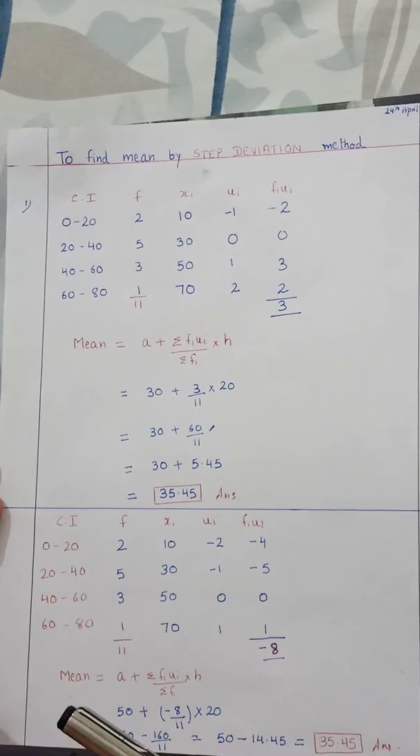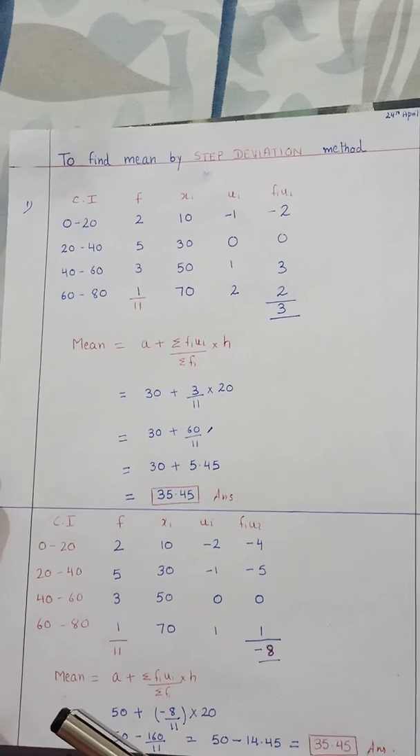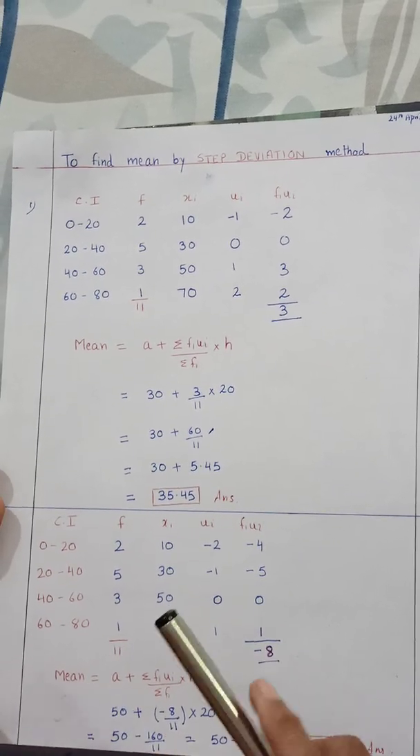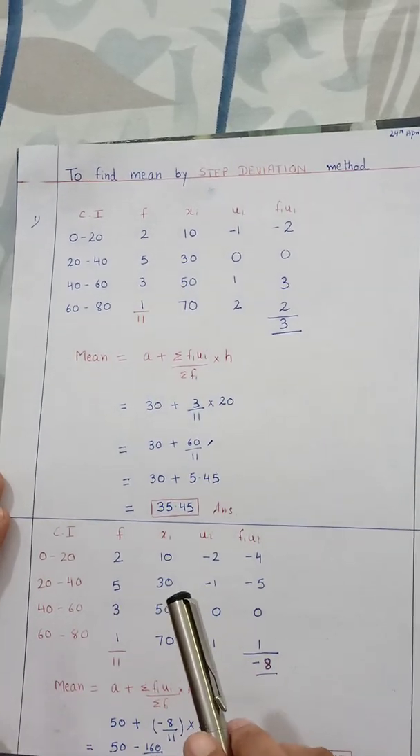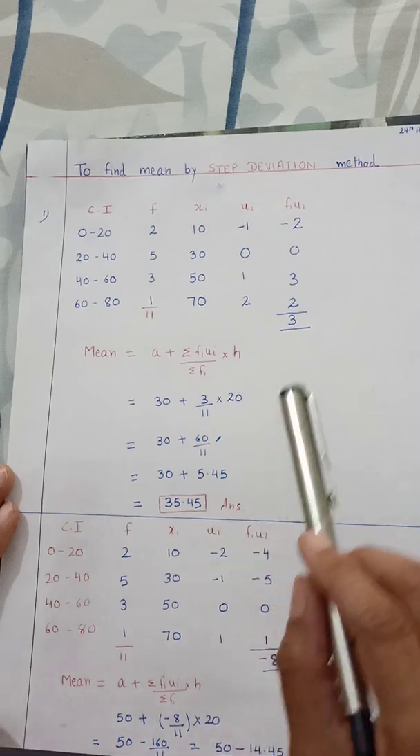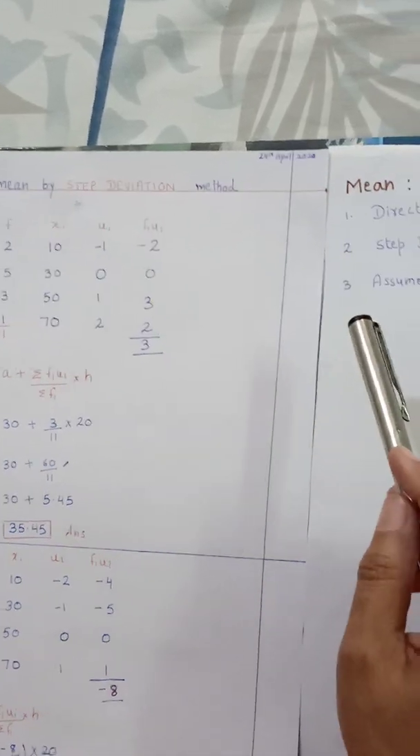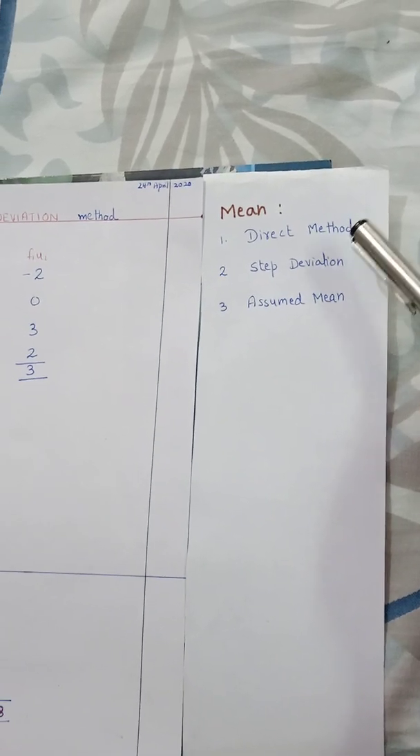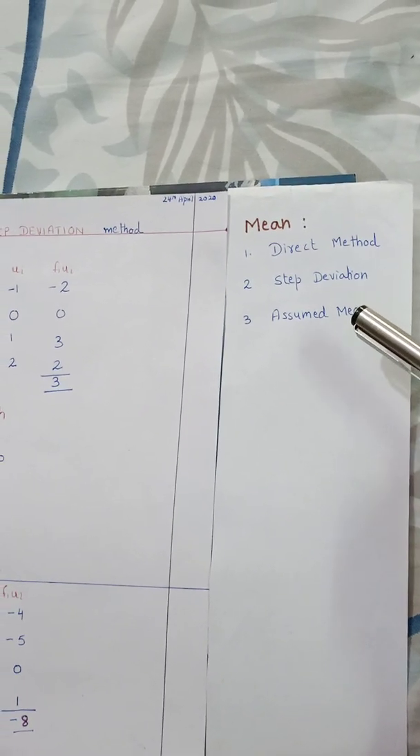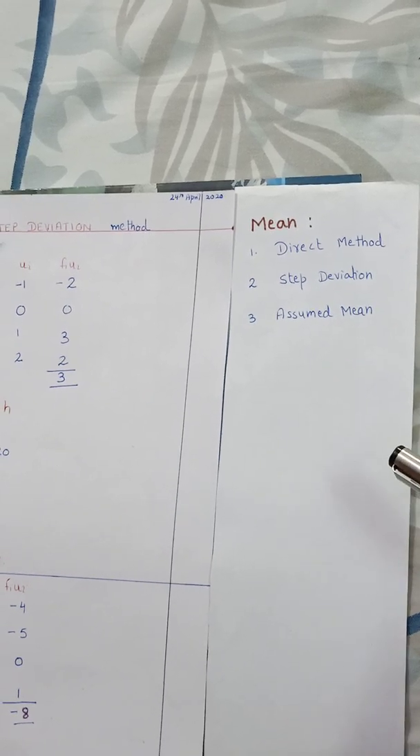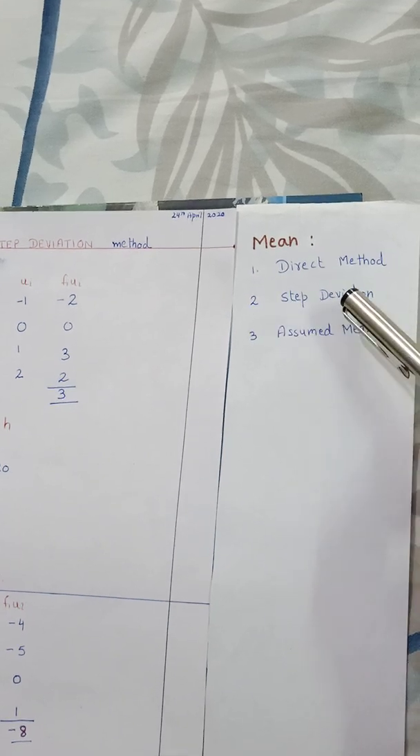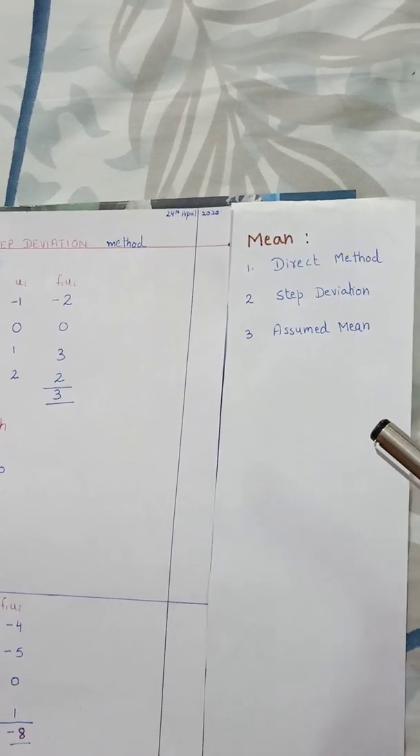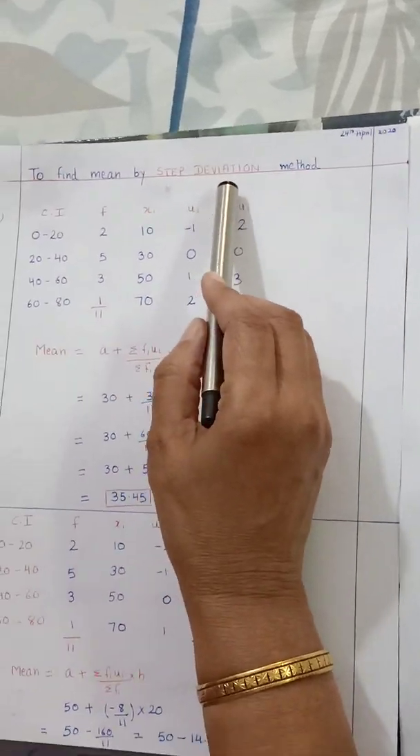Good morning, class. Today we are going to learn how to find mean by step deviation method. In the previous session, we learned how to find mean by direct method. There are three methods to find mean: one, direct method; second, step deviation method; and third, assume mean method. Direct method we have already done, and today we are going to learn how to find the mean by step deviation method.